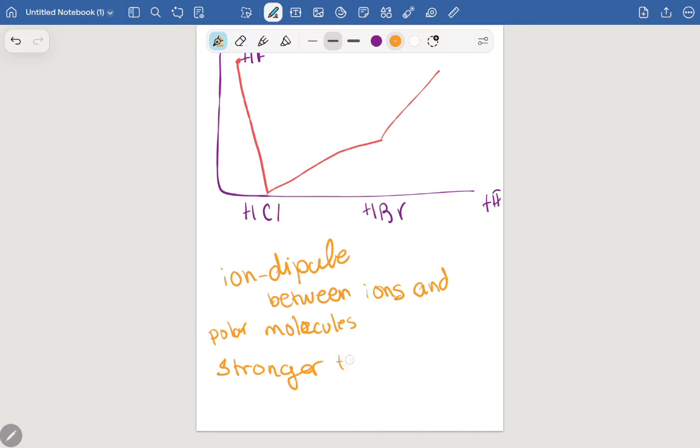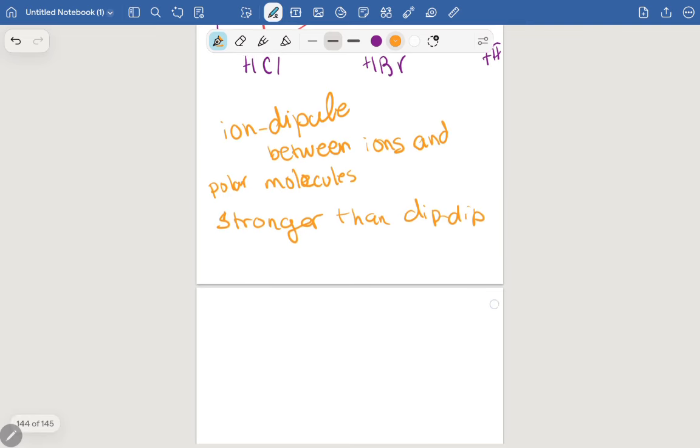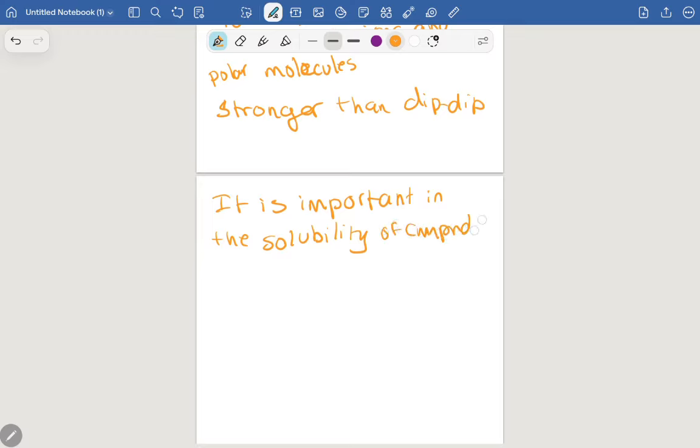Now, why do we need to know about the ion dipole? It's important in the solubility of ionic compounds in polar substances. So, it is important in the solubility of compounds in polar solvents.